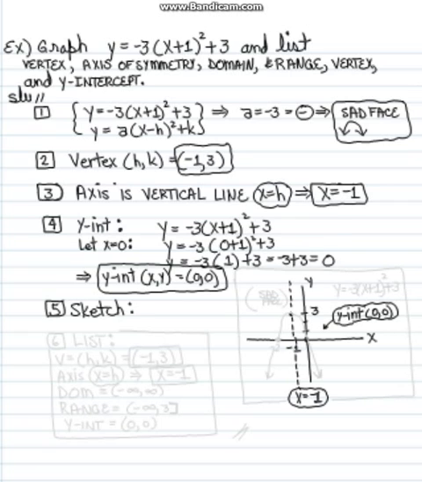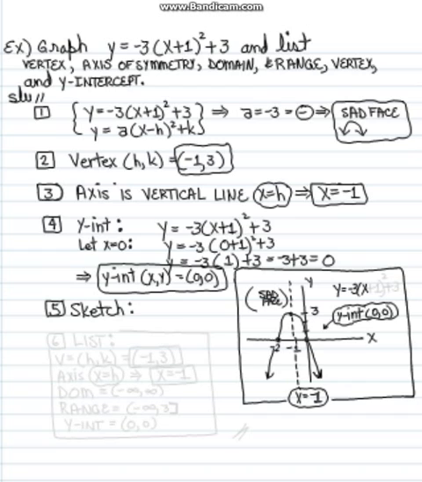Coming from that point, we want to come down from the vertex, and it's a sad face. We know that from step 1. Come down from the vertex and move through the (0, 0) point. Then move the exact same distance on the other side, to (-2, 0). So you have perfect symmetry on both sides of that dotted line. This is the graph of the equation y equals -3(x + 1) squared plus 3.